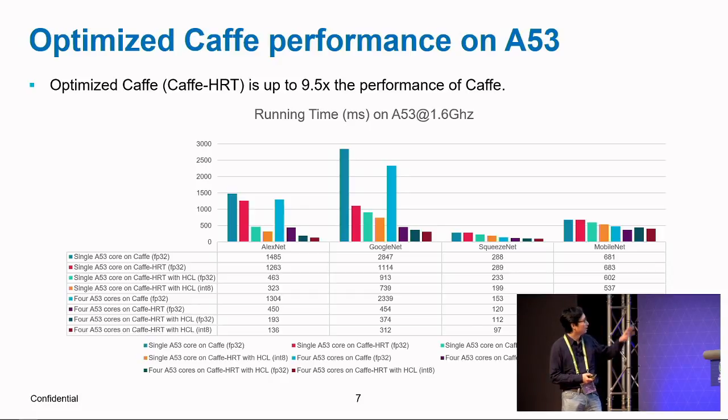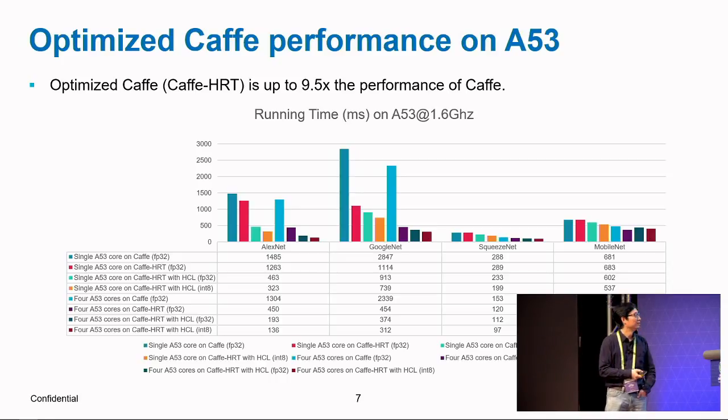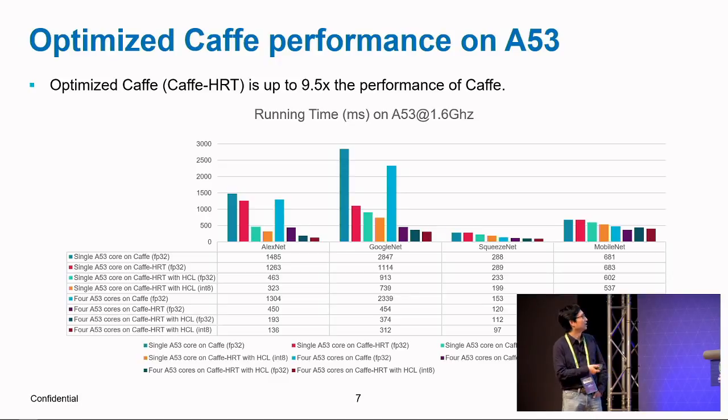So we can see the performance, whether single core or 4 core, whether AlexNet or GoogleNet or SqueezeNet or MobileNet, the performance scales well. Okay, that's our performance result. You can get 9.5x compared with original Caffe. Okay, that's the performance.